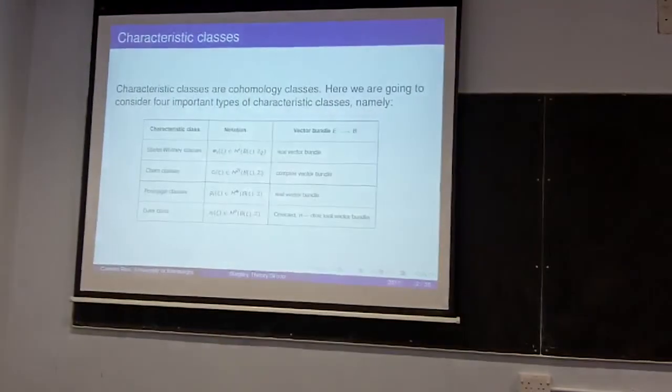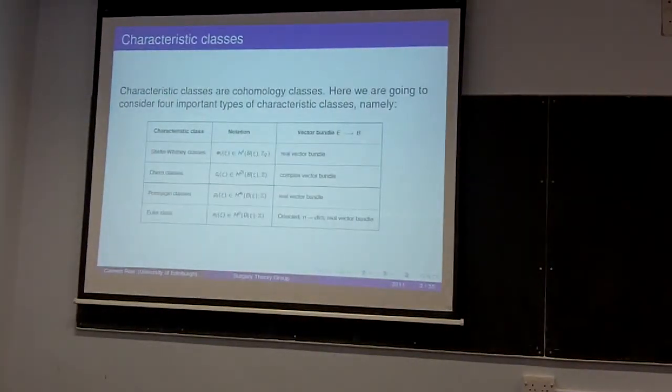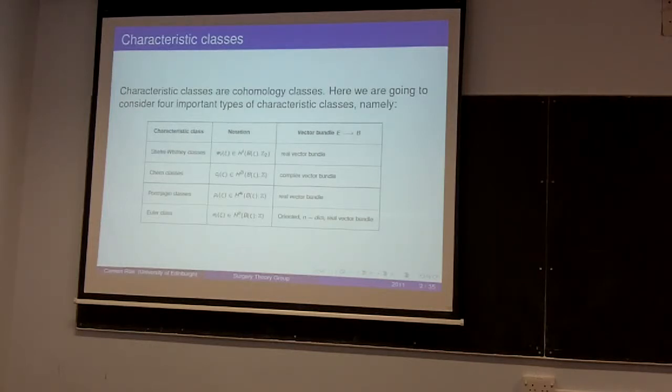So, the characteristic classes are cohomology classes, and we are going to be considering four very important types of them. Stiefel-Whitney classes, which I have already mentioned, they are classes of a real vector bundle. Chern classes, which are complex vector bundle characteristic classes, and Pontryagin classes, which are also for a real vector bundle, and also the Euler class.